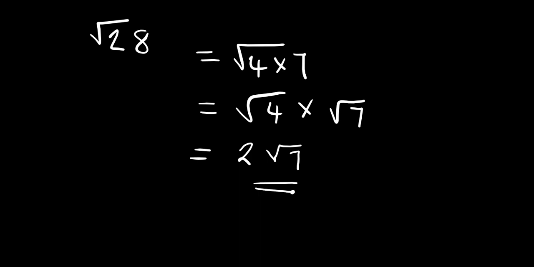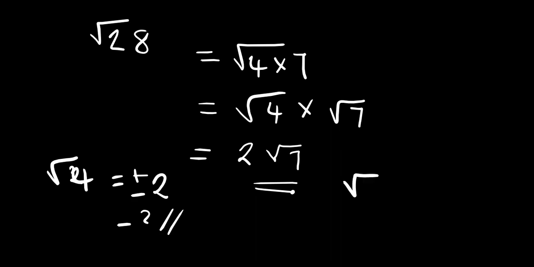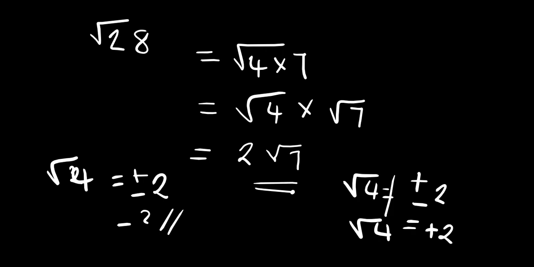However, I must make mention that the square root of 4, we usually say it is equal to positive or minus 2. But the negative part doesn't really apply when it comes to surds. So with surds, the square root of 4 is not equal to positive or minus 2. The square root of 4 for surds is just positive 2. We are just getting positive numbers.